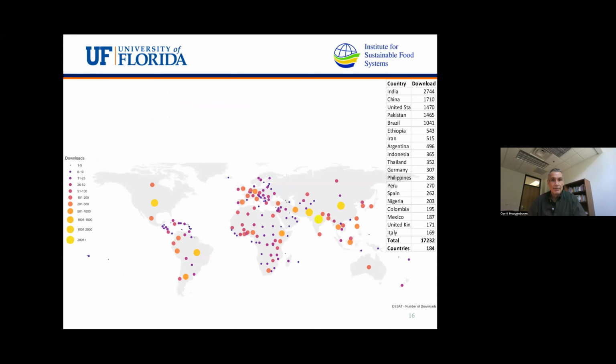So as I said, we have quite a few users. As of a couple of weeks ago, at least, the number of people who've requested a copy of DSSAT version 4.7 and higher is over 17,000. And what you see here is the distribution of the modelers across the globe. We have a very large modeling community in India, in China, as well as in the United States, in Pakistan and Brazil. But we are in over 184 countries where this DSSAT system is currently being used for a whole range of applications.